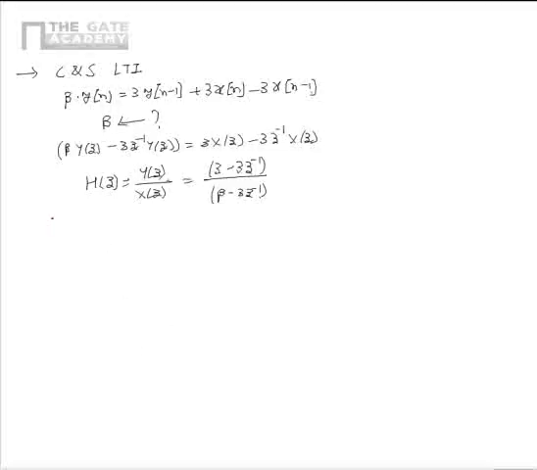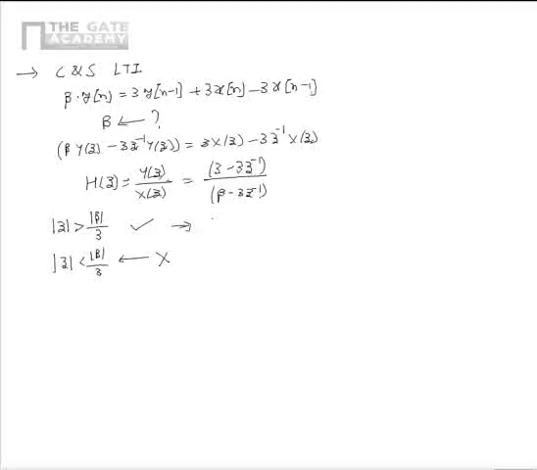From this we see that the possible ROCs are mod z greater than mod beta by 3 and mod z less than mod beta by 3. But it is given that the system is causal, so mod z less than mod beta by 3 is not a possible ROC. So mod z greater than mod beta by 3 should be the correct ROC.